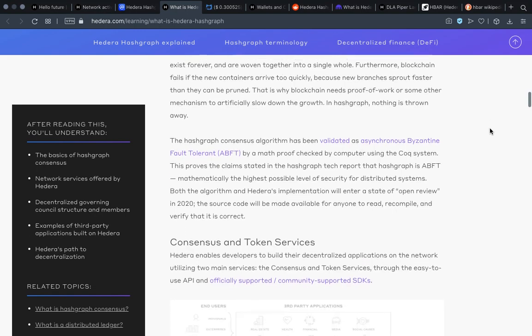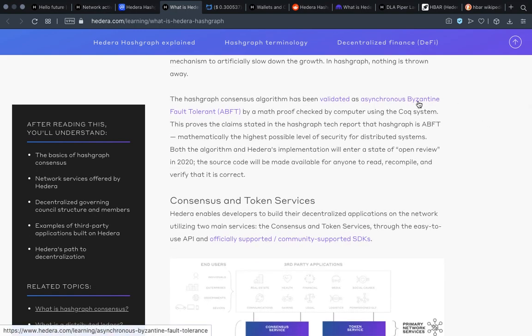The Hashgraph consensus algorithm has been validated as asynchronous Byzantine fault tolerant, ABFT, by a math proof checked by computer using the Coq system. This proves the claim stated in the Hashgraph tech report that Hashgraph is ABFT, mathematically the highest possible level of security for distributed systems.